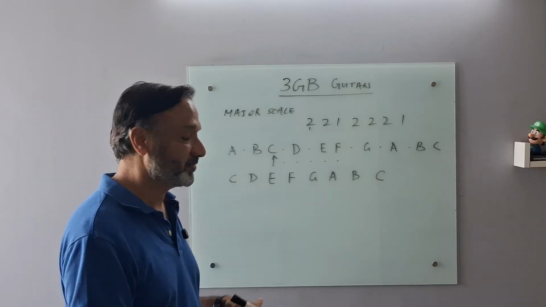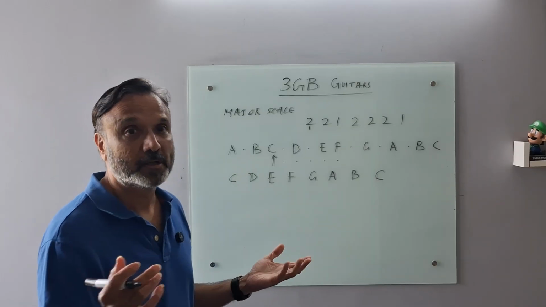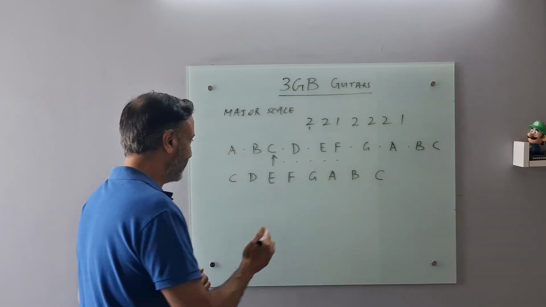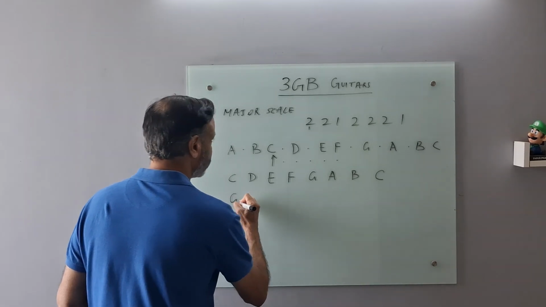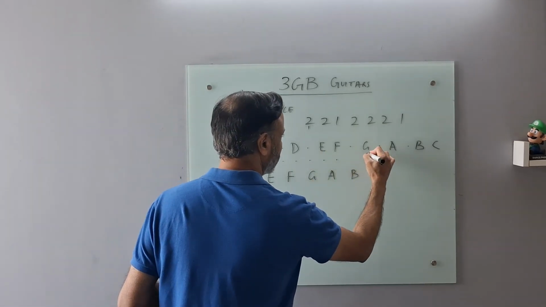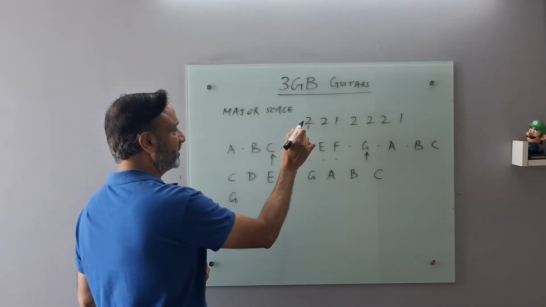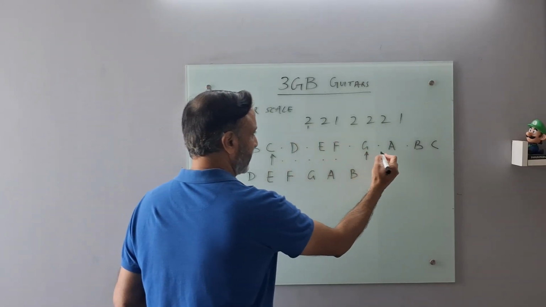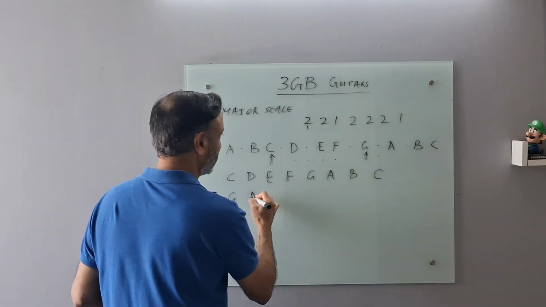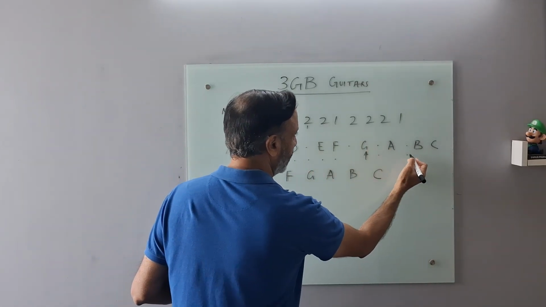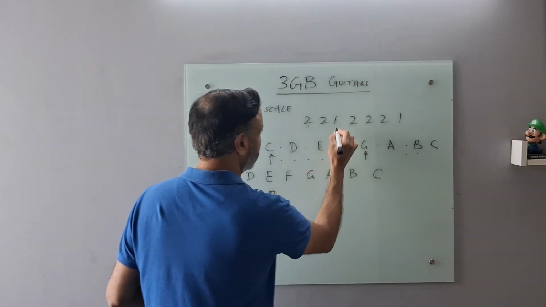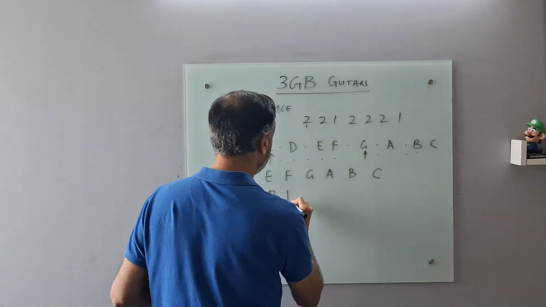Now, if I take another example, where you may end up seeing some sharps, let's take the G major scale. Okay, so I start with G. That's here. I use the same formula for the major scale. So two steps, one, two. Another two steps, one, two. Then a single step, one.